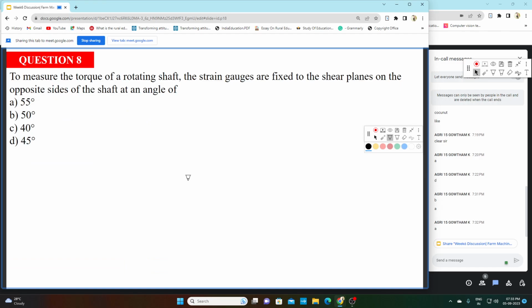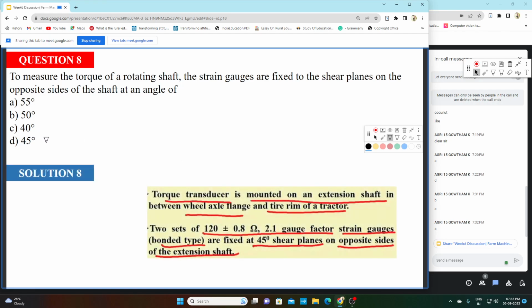Now question number 8. To measure the torque of the rotating shaft, the strain gauges are fixed to shear planes on opposite sides of the shaft at an angle of: A is 55 degree, B is 50 degree, C is 40 degree, and D is 45 degree. So any guesses for this? Okay, so no problem. So answer is D, 45 degree.